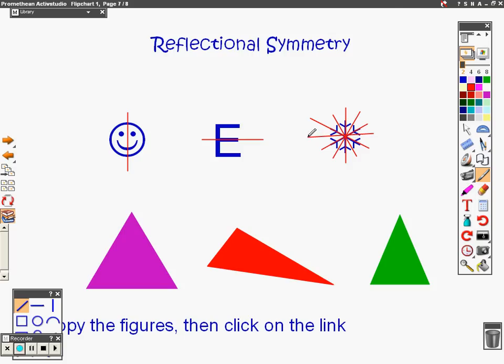Alright, so how does symmetry work in triangles? If I look through here, I have a line of symmetry. It's the same thing on both sides. If I look over here, I have a line of symmetry. It's the same on both sides. And through right here, a line of symmetry.